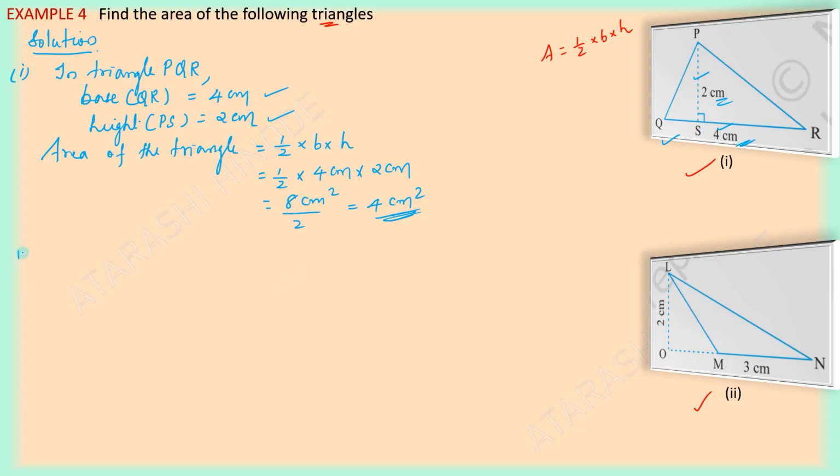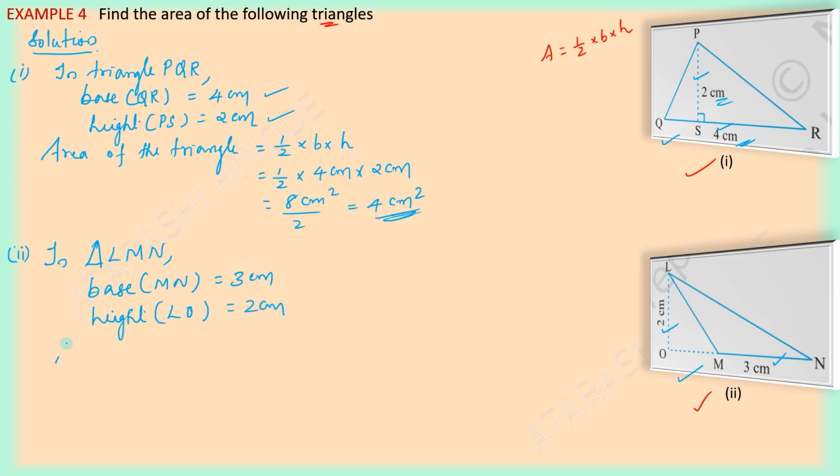Now let us do the second part. In this triangle LMN, MN is the base and LO is the height. So let us write in triangle LMN, base that is MN equal to 3 centimeters, height LO equal to 2 centimeters.